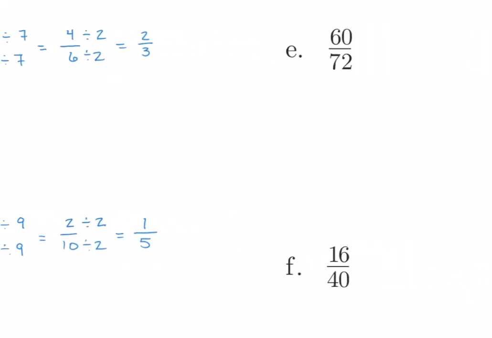All right, let's try a couple more. Example E, 60/72. My common factor that I recognize, I think they're both divisible by 12. And so if we divide by 12, 60 divided by 12 is 5. 72 divided by 12 is 6. 5/6 is a reduced fraction.